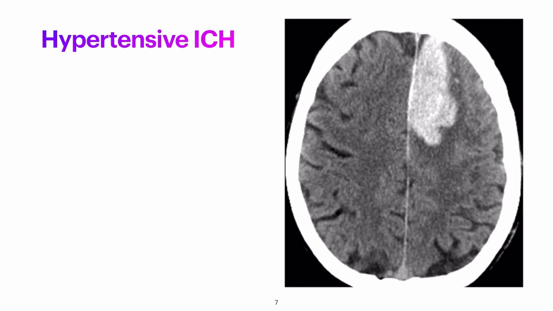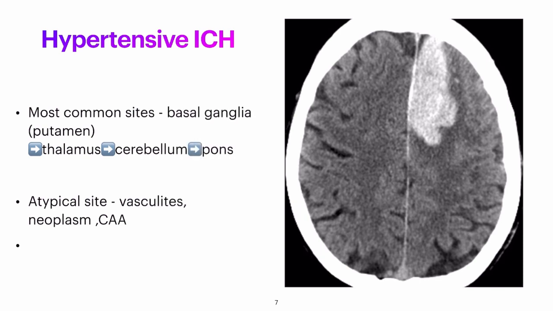As you can see, the image shown is a case of ICH bleed. There is a hyperdense lesion present in the CT scan in the basal ganglia. The most common site for hypertensive bleed is basal ganglia, specifically putamen, followed by thalamus, followed by cerebellum, followed by pons. If the patient presents with an ICH bleed at atypical sites other than basal ganglia, thalamus, cerebellum, and pons, you have to suspect other causes of ICH bleed, which can be vasculitis, neoplasm, and amyloid angiopathy, as seen in this image.